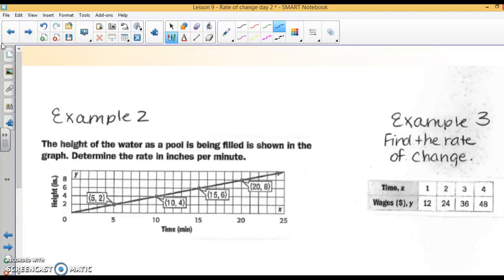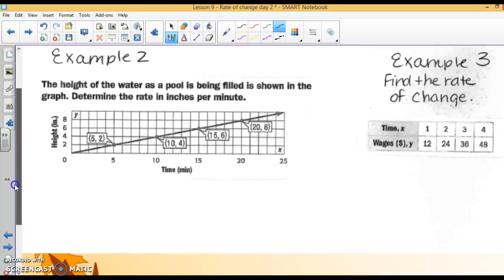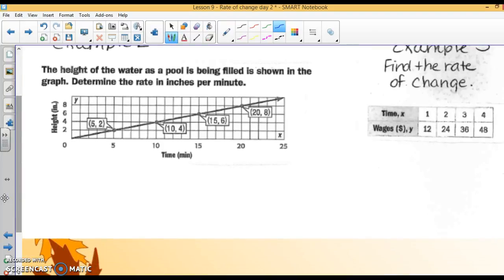All right, here's another one. The height of the water as a pool is being filled is shown in the graph. Determine the rate in inches per minute. Again, look at this. It is a straight line through the origin. Where's our rate of change or constant of proportionality or unit rate located? At X is 1. However, if I look at this graph where X is 1, can I look up here and see what Y is? No, you cannot eyeball it. It is not a major intersection. So I go to another point that is a major intersection. Any one of these points will work.